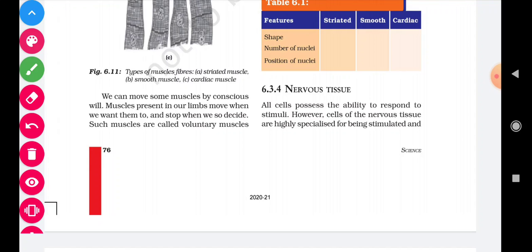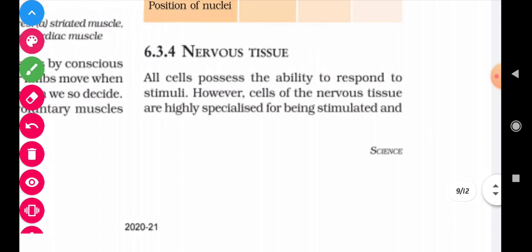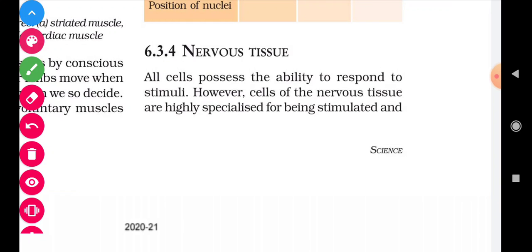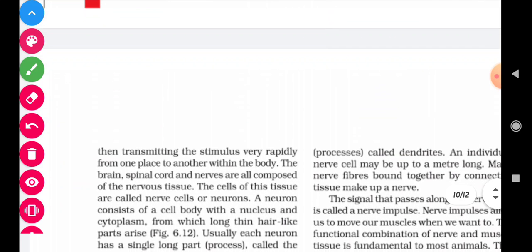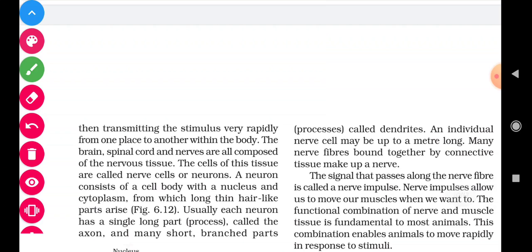Let us start to understand. All cells possess the ability to respond to stimuli. Means whatever be the change in the external environment, our body cells have the ability to respond to this stimuli. However, cells of the nervous tissue are highly specialized for being stimulated and then transmitting the stimulus very rapidly from one place to another within the body.